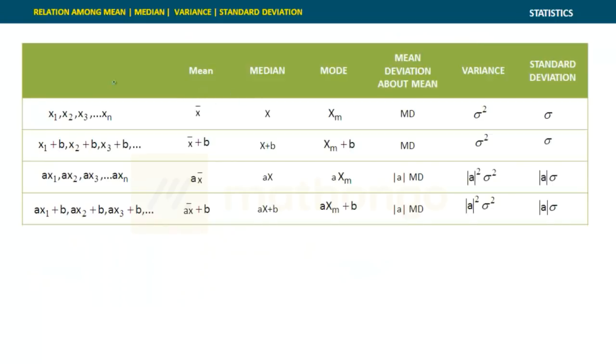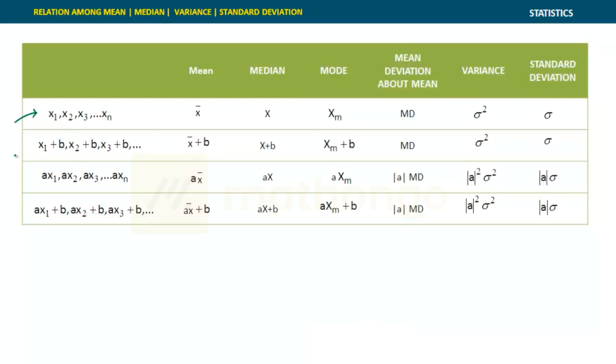Okay, so the basic relation that we have to remember between these 6 quantities, that is mean, median, mode, mean deviation about mean, so we are just talking about MD about mean, not about the median, variance and standard deviation. This is a very common thing that is being asked in the paper. Let's say we have this set of data, that is x1, x2, x3 up till xn. Mean is denoted by x bar, capital X is reserved for median, xm I am taking for mode, MD stands for mean deviation, and standard deviation is sigma, so variance becomes sigma square.